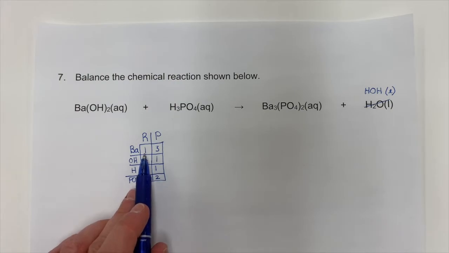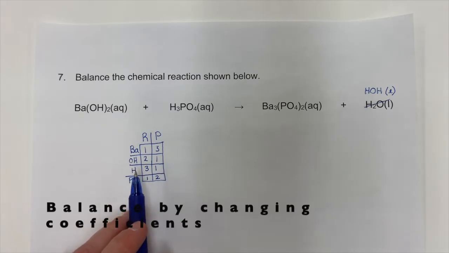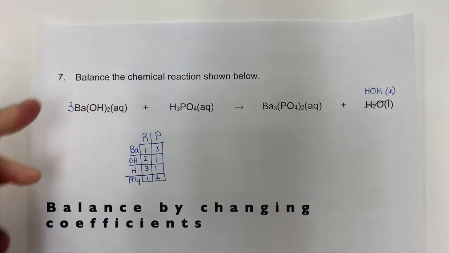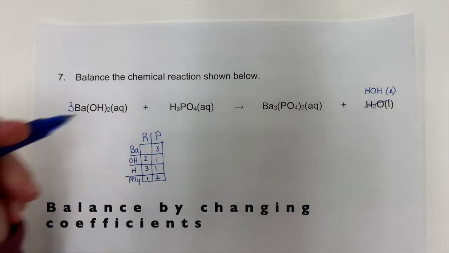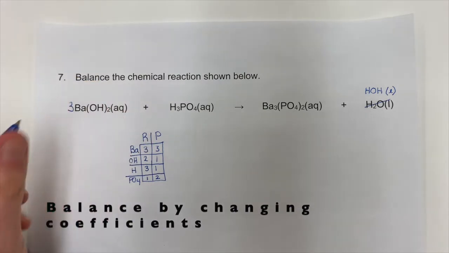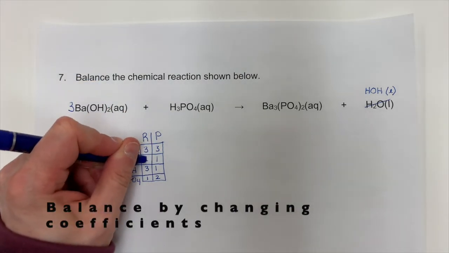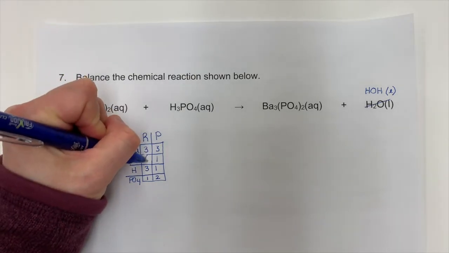I have 1 barium on reactants, 3 on products. I need to increase barium on the reactant side by turning a 1 into a 3, which means I need to multiply by 3. My 3, which is going to be a coefficient, needs to go in front of the compound that contains barium. That affects barium and turns barium into a 3. It also affects hydroxide. 3 times 2 turns my hydroxide into a 6.